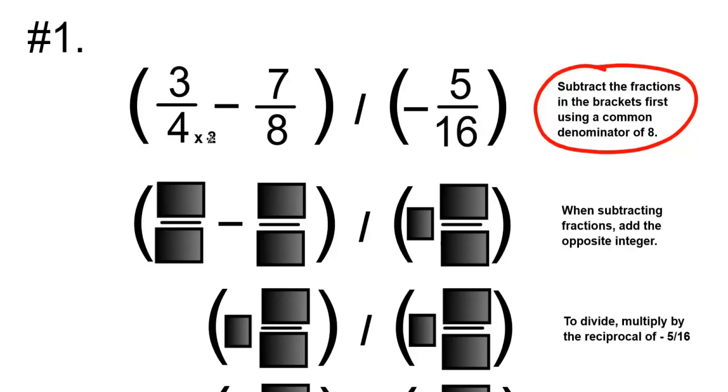To get 4 to 8, we multiply by 2, which means we multiply the numerator by the same, which is also by 2. 4 times 2 is 8, and 3 times 2 is 6. Everything else will stay the same.